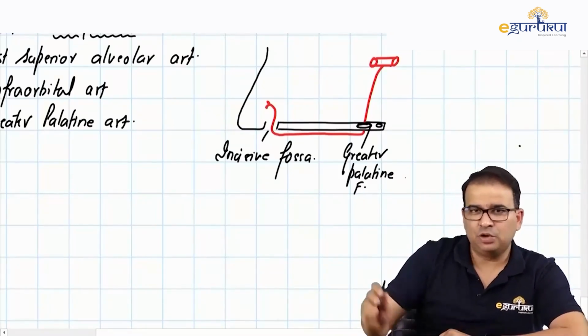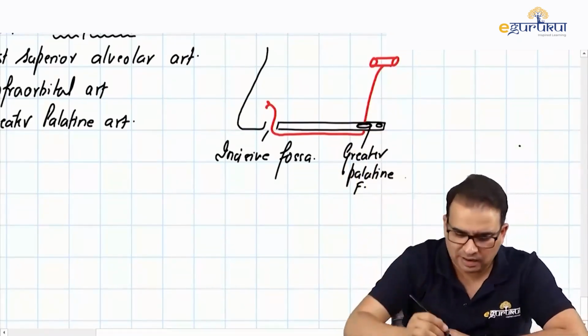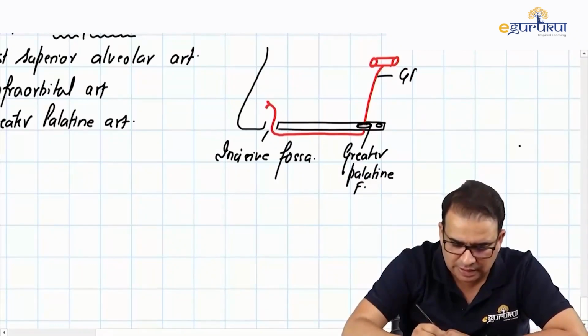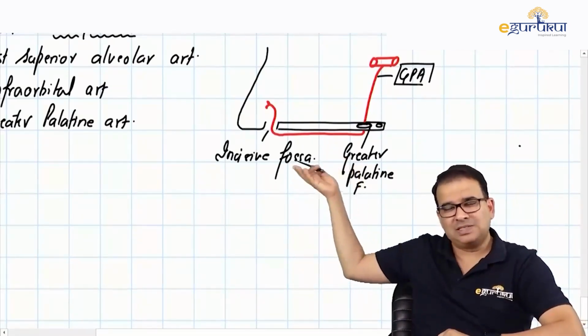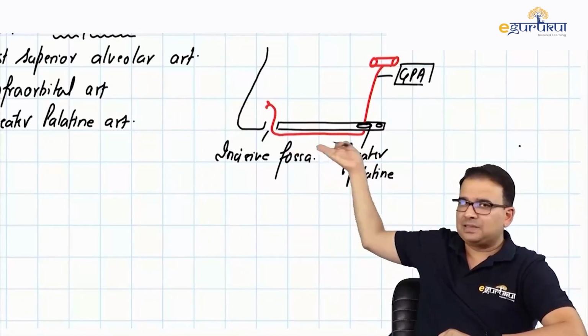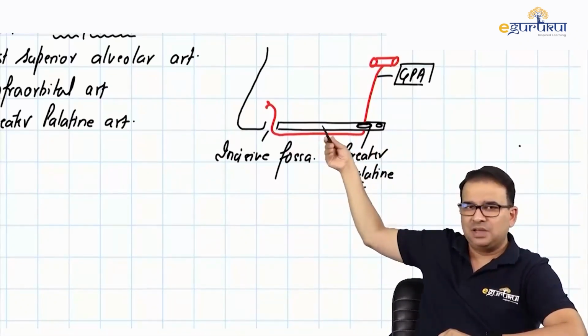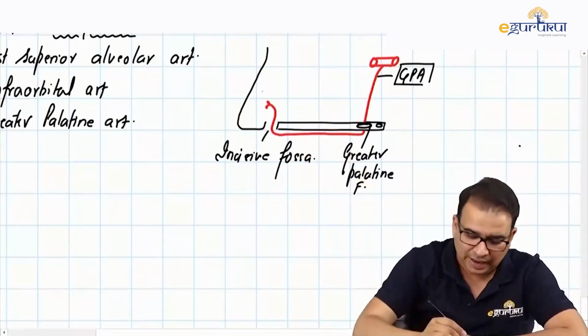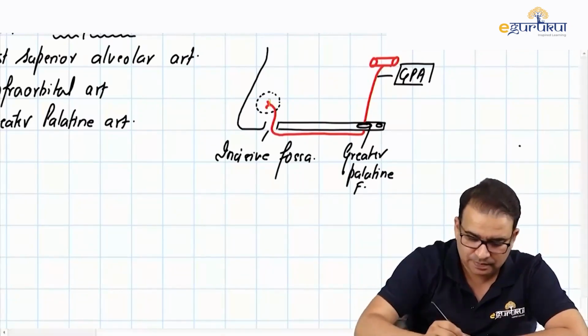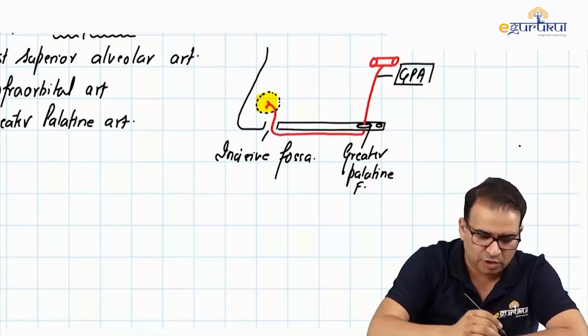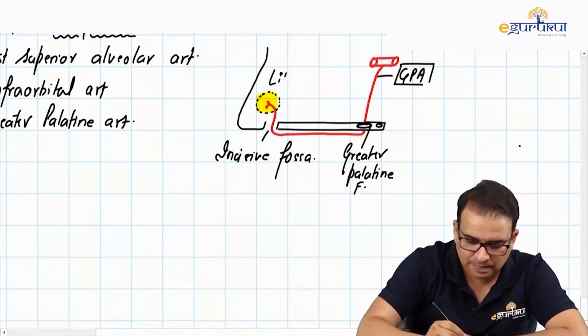Greater palatine foramen. So you look at this, the greater palatine artery, I'm writing GPA here. The greater palatine artery comes down, goes out through the greater palatine foramen, then running forward, supplying the undersurface of the hard palate, it is supplying all the mucosa and glands in this region, will reach the nasal cavity, and ultimately on the nasal septum, it contributes to the Little's area. It is one of the contributions to the Little's area.